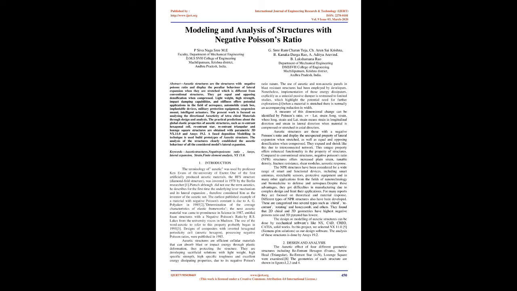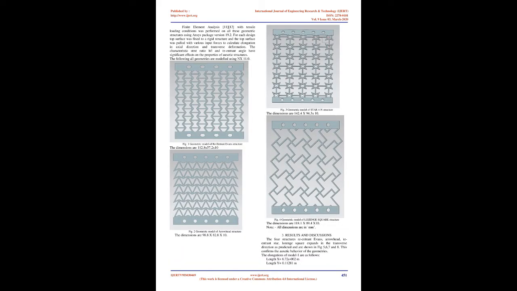1. Introduction. The terminology of auxetic was used by Professor Ken Evans of the University of Exeter. One of the first artificially produced auxetic materials, the diamond fold structure, was invented in 1978 by the Berlin researcher Peach. Although he did not use the term auxetics, he describes for the first time the underlying lever mechanism and its lateral expansion, and is therefore considered the inventor of the auxetic net. The earliest published example of a material with negative Poisson's constant is due to A. G. Polyakov in 1985.